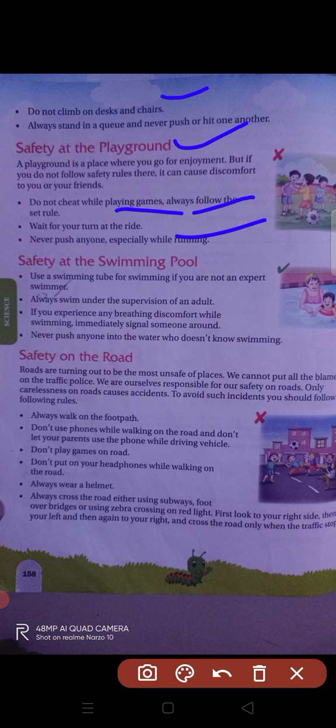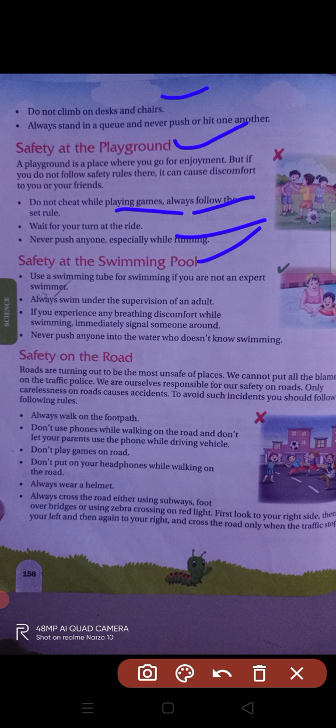While running, you should never push anyone. If you push someone, they fall onto the ground and get injuries, right? So we should avoid pushing while someone is running, and also should never hit anyone. Instead, you have to wait for your turn.